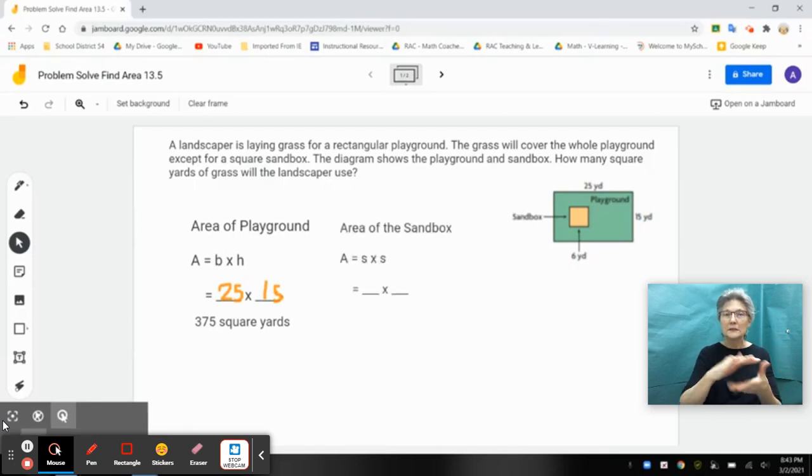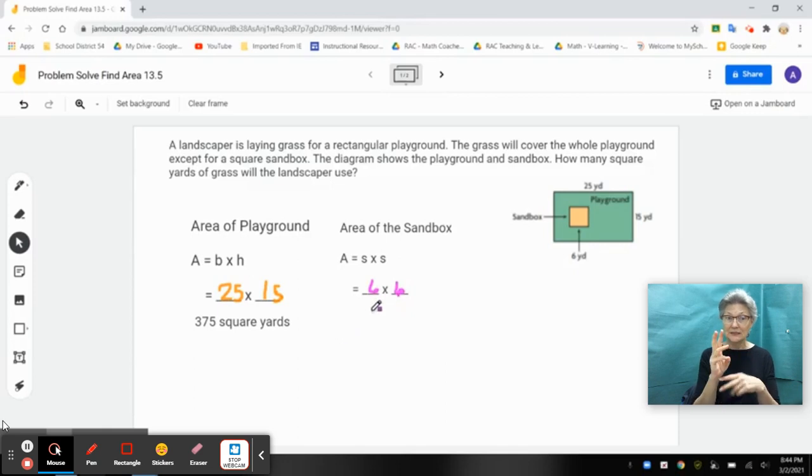Let's do it. So I noticed that my formula here is a little different. Can you remind me why? Yes, that's right, because I'm multiplying squares. My sandbox is a square. Perfect. Okay, so my sides are, that's right, they're 6 yards. And when I multiply 6 times 6, we get, that's right, 36 square yards.